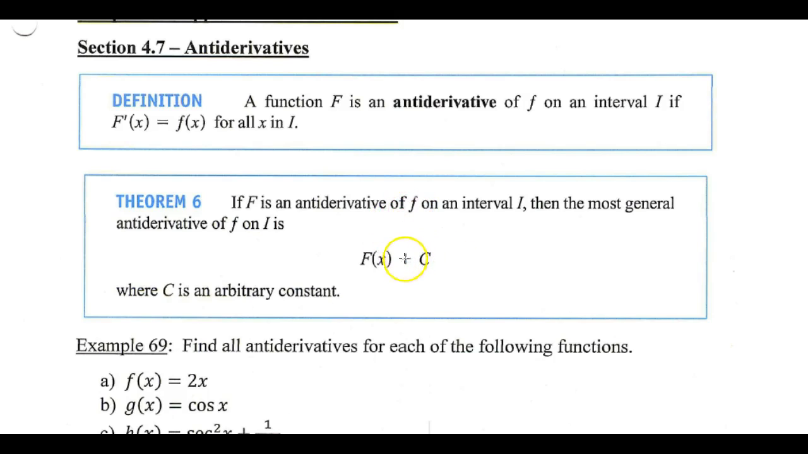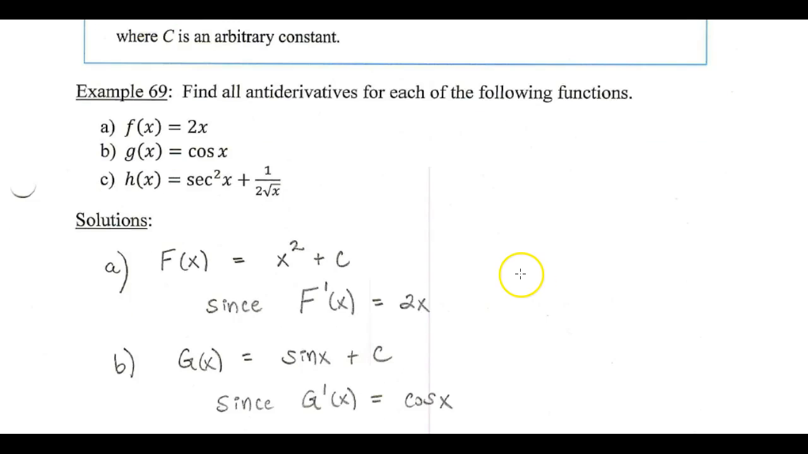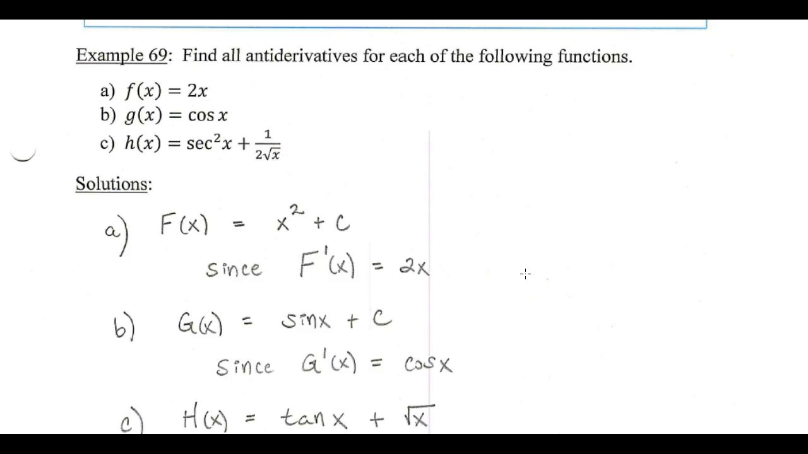But then I need to add any constant, because the derivative of any constant is 0. So there's an infinite amount of antiderivatives for any little function f. Just remember that. Okay, so in example 69, we want to find all the antiderivatives for each of the following functions. So in a, little f of x is 2x, in b, little g of x is cosine of x, and in c, little h of x is secant squared x plus 1 over 2 square root of x.